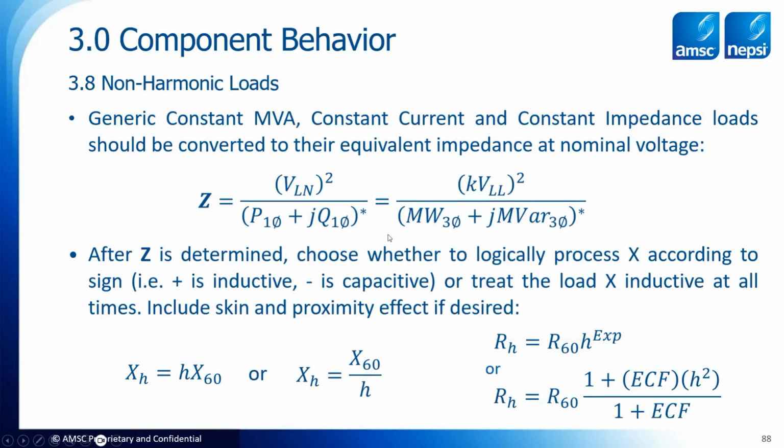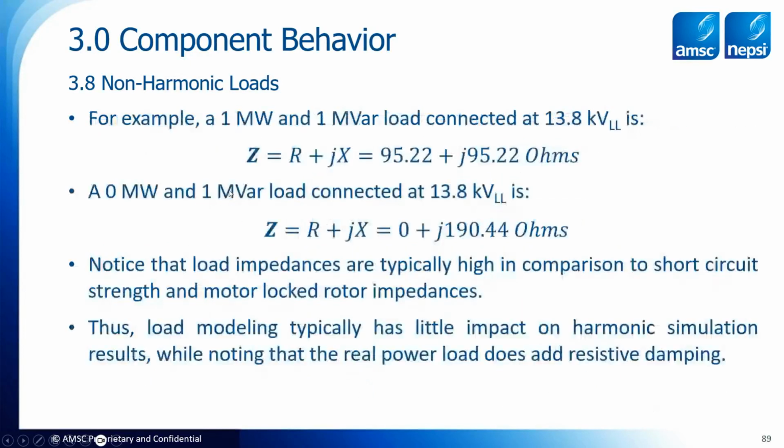So there's a decision that has to be made here on how you treat that load. And of course, you need to include skin and proximity effect if you desire to. That's modeled here with our two methods. So you choose one or the other, inductive or capacitive, and then choose the amount of resistance skin effect after you've calculated this net impedance Z for the load.